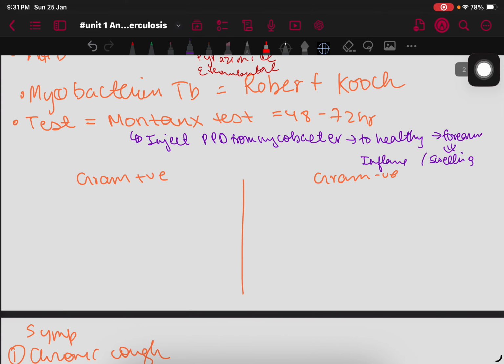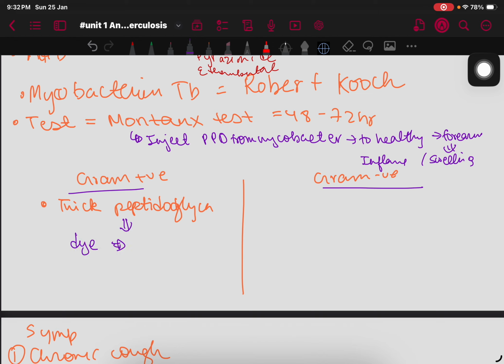So now we will talk about gram positive and gram negative bacteria. In gram positive bacteria, the main difference is that it has a thick peptidoglycan, which helps in the staining. During gram staining it will show purple color, and it also has a plasma membrane.